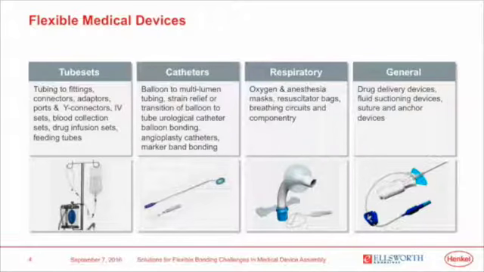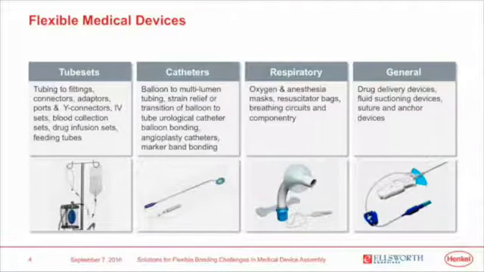Flexible medical devices. There is a multitude of flexible medical devices in our industry. We've categorized them into tube sets, catheters, respiratory items, and general devices. Within the tube set family, we include drug infusion sets, IV sets, adapters, and ports. Catheters could include balloon to multi-lumen tubing, urological catheters, and marker band bonding.